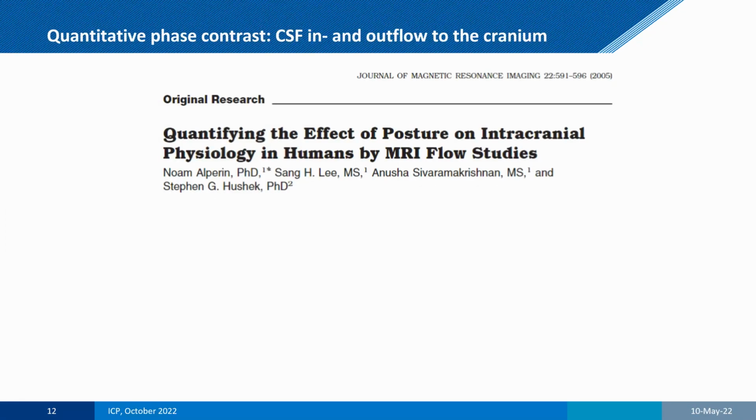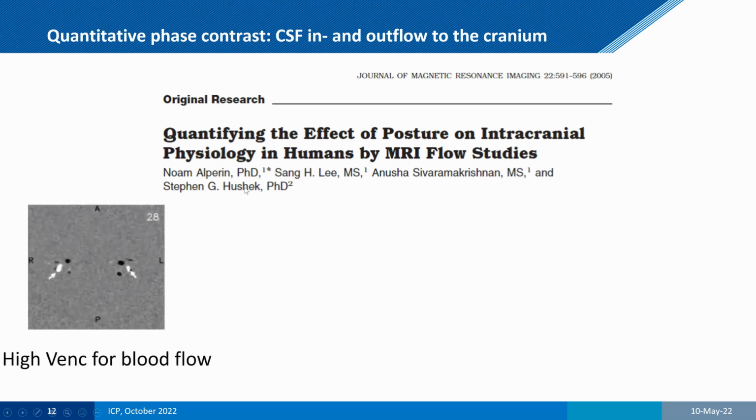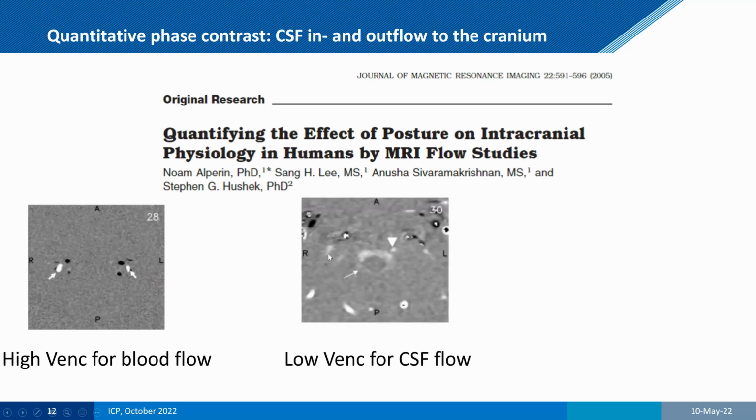And then the first thing, and it has been done for already quite a long time, for example, by Noam Alperin, is that we can do real-time phase contrast imaging in the neck area, where we can nicely see the arteries and the veins, and we can do quantitative flow in the vessels. And if we then lower the velocity encoding, we actually start to see also the CSF flow over here. And then, of course, we can see how the CSF flow depends on the cardiac cycle and on the respiratory cycle.